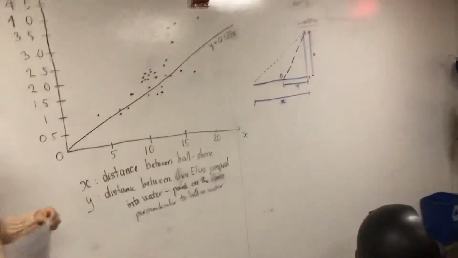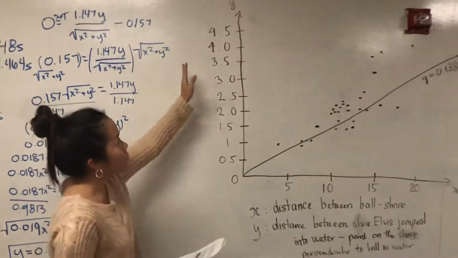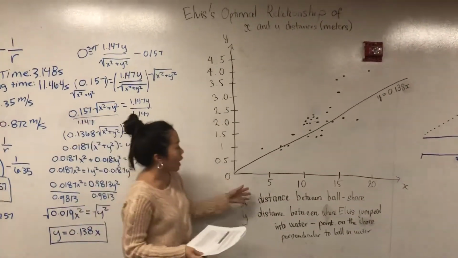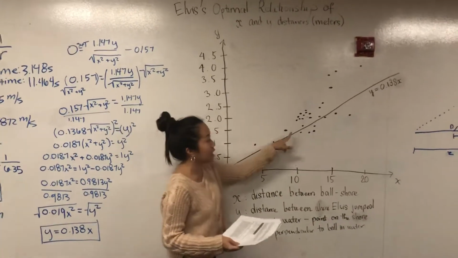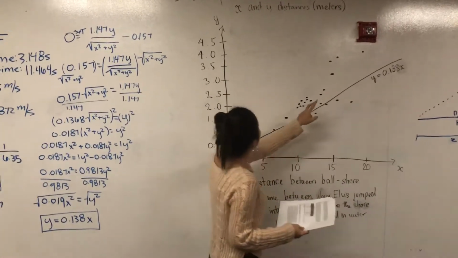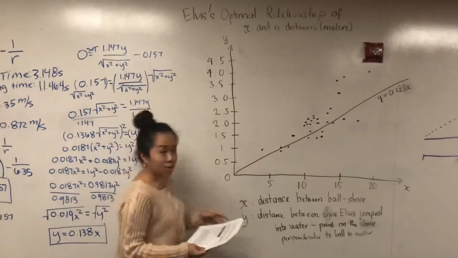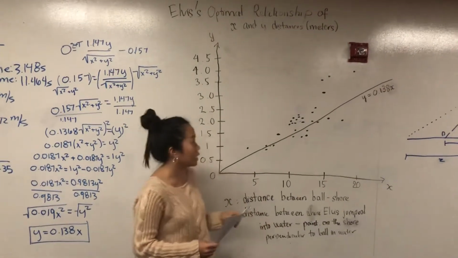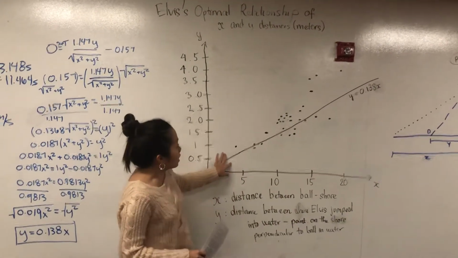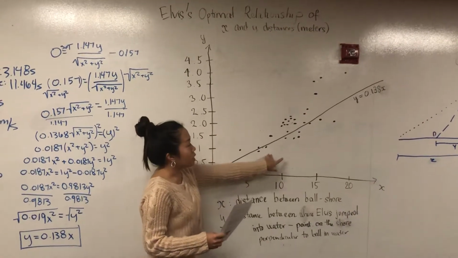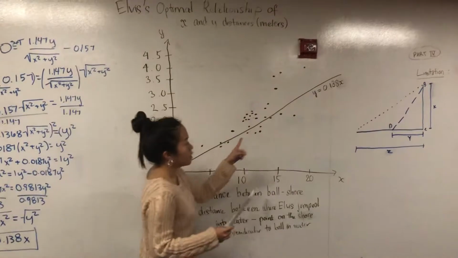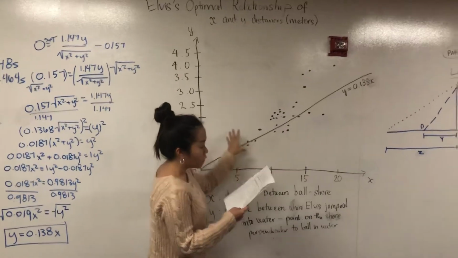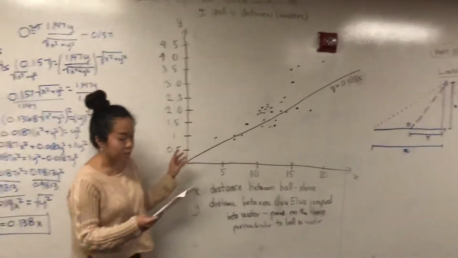Okay, so for part 3, this is a graph representing Elvis the dog, optimal relationship of x and y, x against y, and this is Pennington's data points plotted with the line using Abby's equation, y equals 0.138x, which is a positive correlation. As we can see, the data points are pretty near to the line, which indicates that there's an optimal, this means that Elvis is able to somehow optimize the time it takes to get the ball.